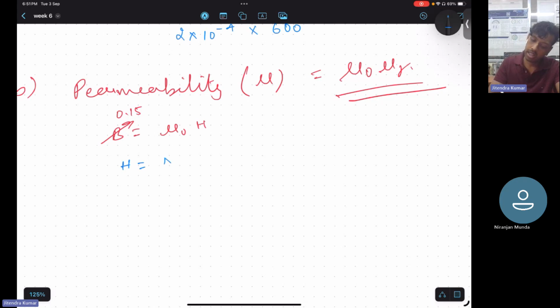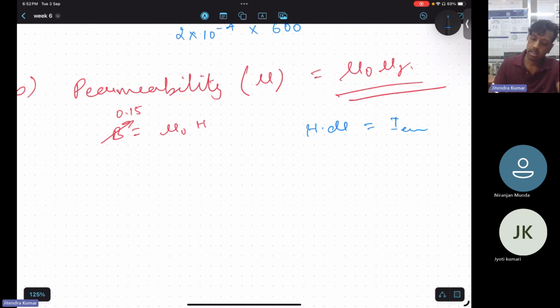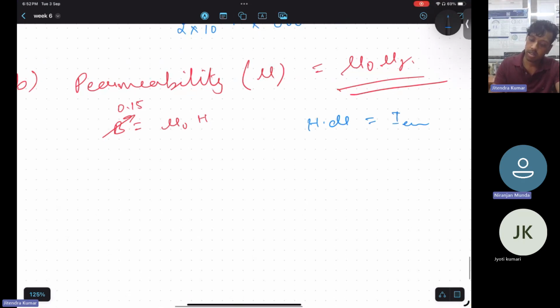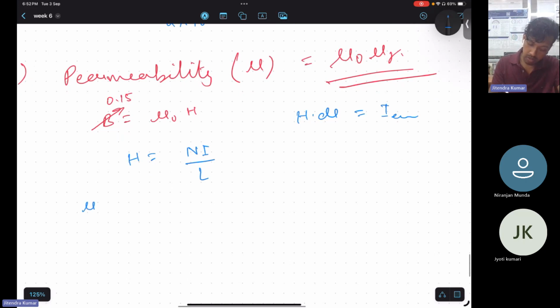From Ampere's law also, you know that H dot dl is equal to I, isn't it? Or if there are N number of turns, you could multiply. So H is nothing but NI by L. L is the mean length of the core. So we are just going to plug them in. So mu, sorry, not mu naught, it should be mu. So mu is equal to 0.15 divided by NI into L.